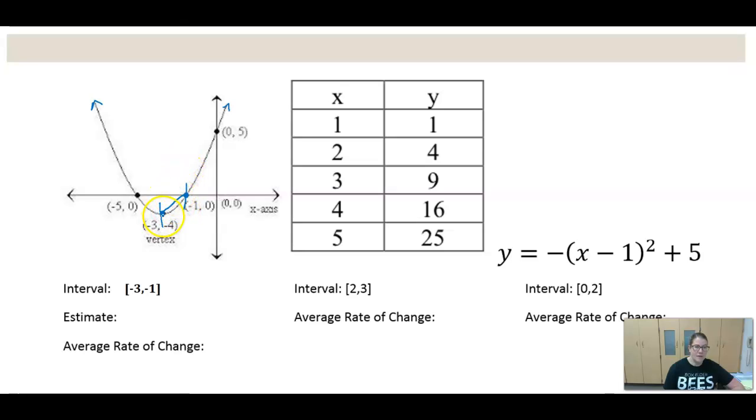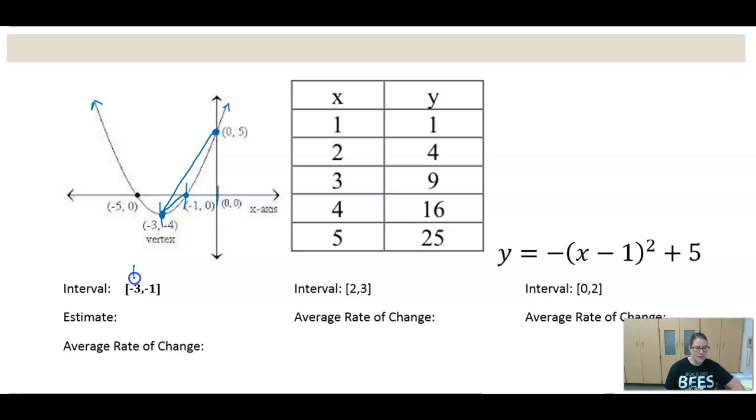Okay. If I chose to do this lower point and this higher point up here, that's going to change the slope, right? It's going to have a different rate of change if I decide to do a different interval. So different intervals will have different rate of changes on the same function if it's not linear.